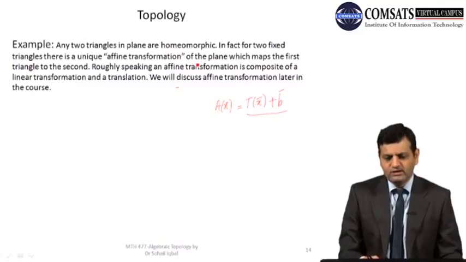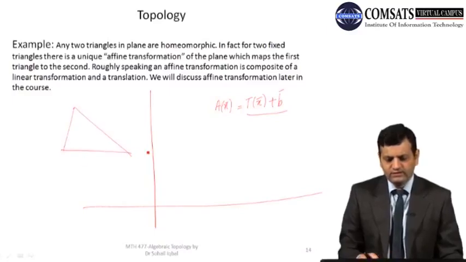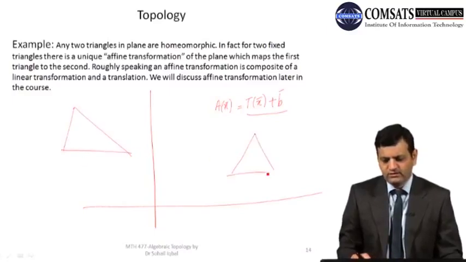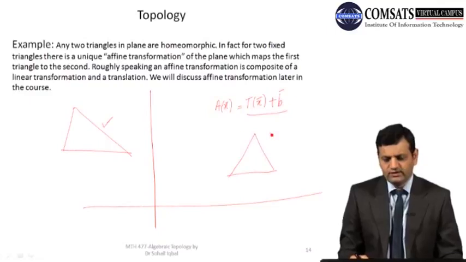So there is a unique affine transformation taking one triangle to the other. So let's say this is our plane, and this is one triangle, and let's say this is another triangle. Then there is a unique affine transformation taking one triangle to the other triangle, and so this will define a homeomorphism between these two triangles.